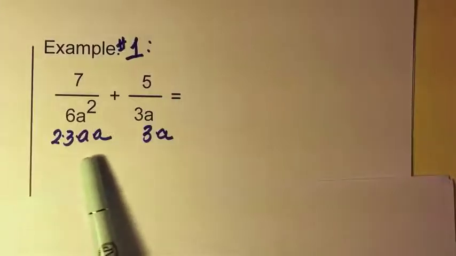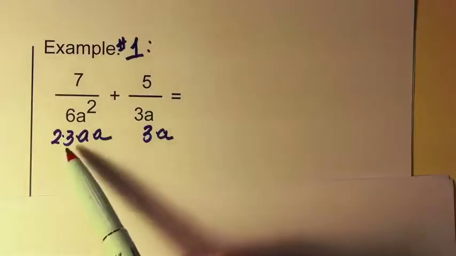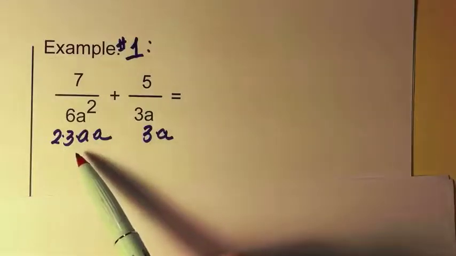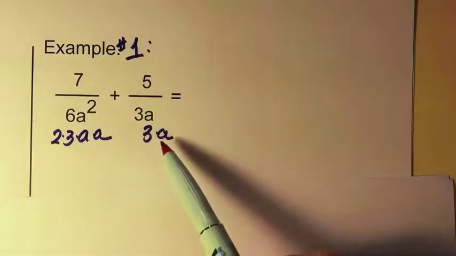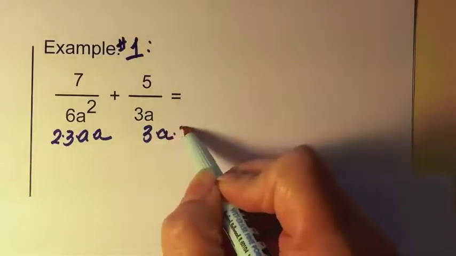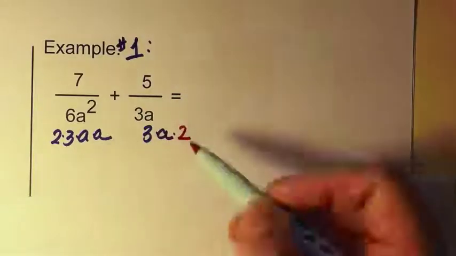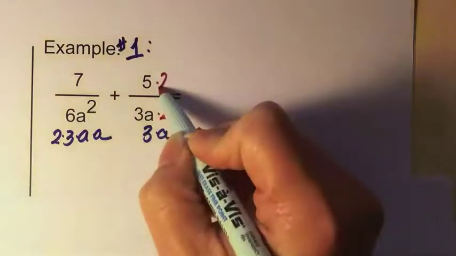Well, what does this side need to be the same as the other side? Well, let's see, it's got the 3 and it's got the a, so we don't need that. It seems like it has everything the other side has. So let's go to the other side. 3a would need a 2, so we need to give it a 2. We also need to give it another a, so we're going to give it 2a. Whatever you do to the bottom, we're going to do to the top.